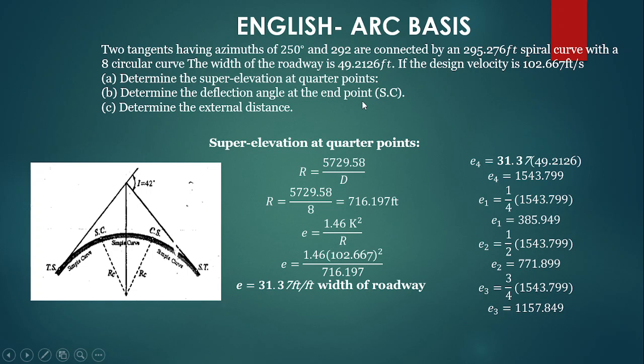Ganon din po sa English arc basis. Na iba lang, ay hindi pala ganun kasi ito ay feet squared na. So, feet. So, by at this moment, R is equals to 716.197 feet. So, E is equals to 1146 K squared over R. So, ito po sinubstitute yung value, resulting to E is equals to 31.3 feet per feet width of the roadway. So, ayun. Ito po yung mga value ng E's din.